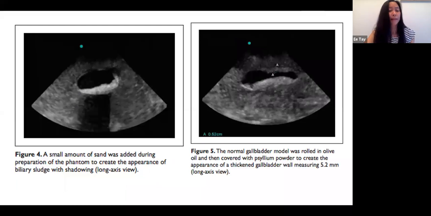And they just didn't stop there. They decided to make biliary sludge by putting sand in on the left side. And so when patients move, the sand can actually move with it too, or the whole phantom will move. So this is actually a pretty good simulation for sludging, but it's mobile. And on the right side, to simulate wall thickening, they took the balloon and rolled it in olive oil and covered it with the Metamucil powder to create some sort of gallbladder thickening. And then they buried that into the Jello concoction and were able to simulate a thickened gallbladder.